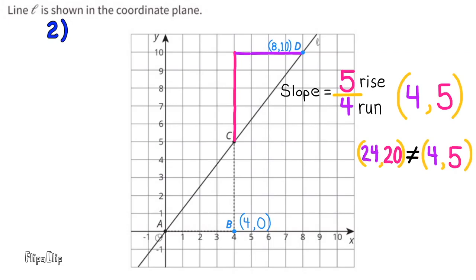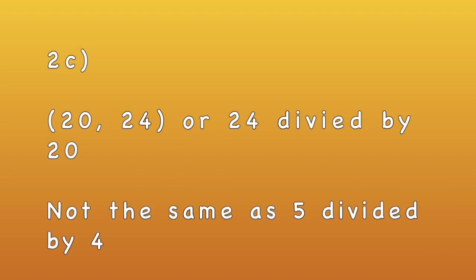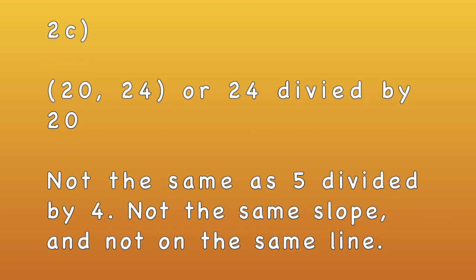2C is a little bit different. They're asking about the point 20, 24. Or 24 divided by 20. And that's not the same as 5 divided by 4. They have a different slope, so these would not be on the same line.